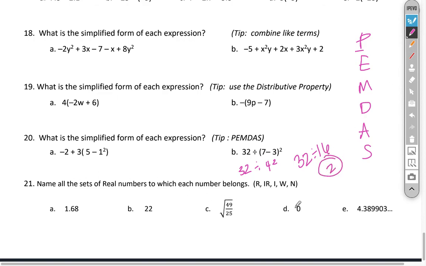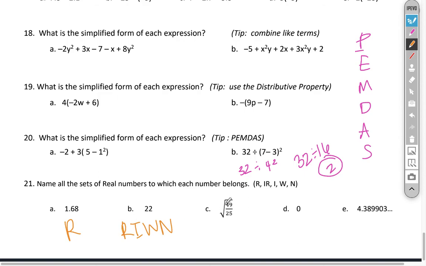All right, last set of problems, we need to identify the classifications of real numbers. So 1.68 is a rational number, but it's not going to be anything else. We lose anything after decimals, right after rational. 22 is going to be rational, an integer, whole, and natural. So know that we can count with 22, so it's a natural number, making it everything else above it.